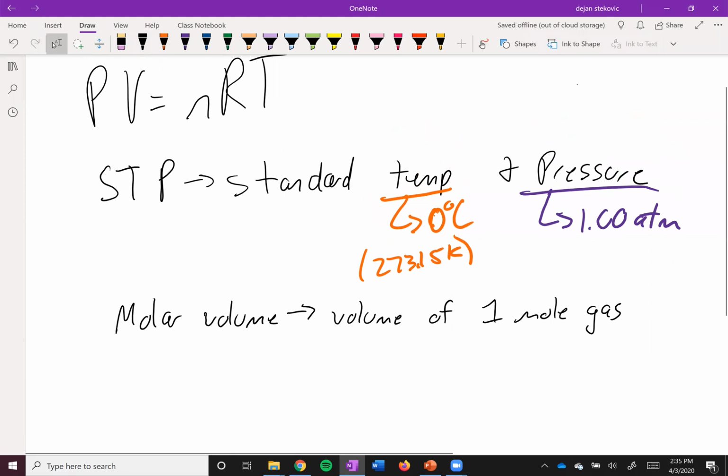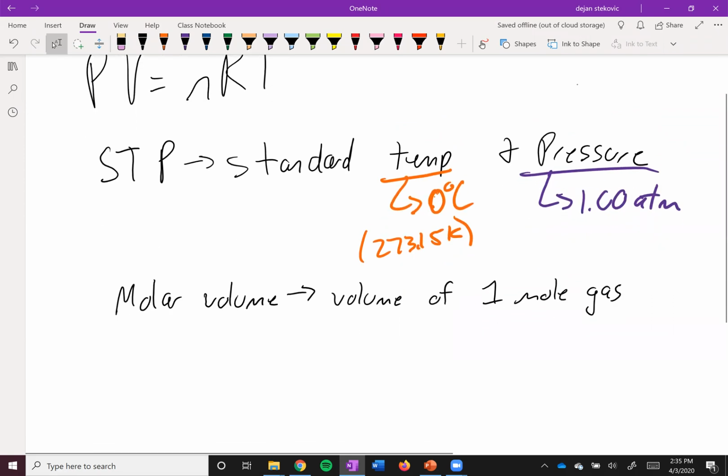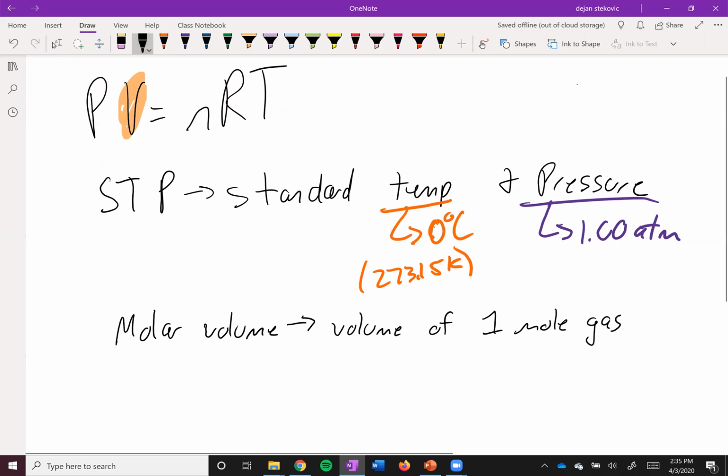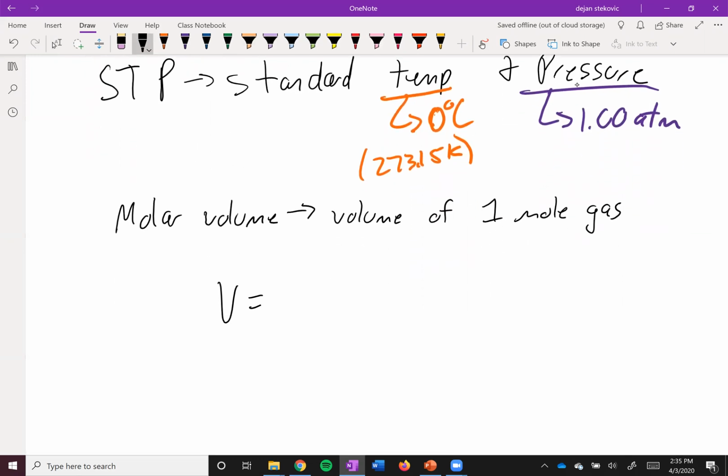So if we think about our PV equals nRT, we want to solve for V, right? So if we do that, divide both sides by P, so V equals nRT over P. And then let's think about what all these numerical values are. N here, we just said 1 mole, so that's fine. R is a constant, so that's fine. T is temperature, so we want to use the 273.15 Kelvin or 0 degrees Celsius, but you have to use the Kelvin.